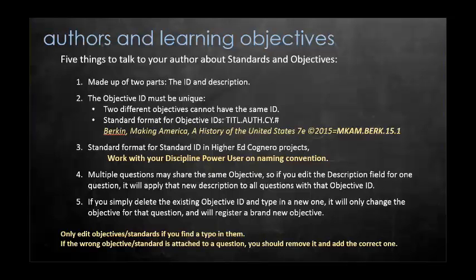You only want to edit objectives and standards if you find a typo in them. If the wrong objective or standard is attached to a question, you should remove it and add the correct one. I'm going to repeat that. You only want to edit the objective and standards if you find a typo. For example, if there was a word spelled incorrectly and instead of 'the', it said 'thy', you want to go in and change that to an E, and it will change it across the board. But if it's the wrong objective or standard and it's the wrong information, you want to remove it and add the correct one from the start.